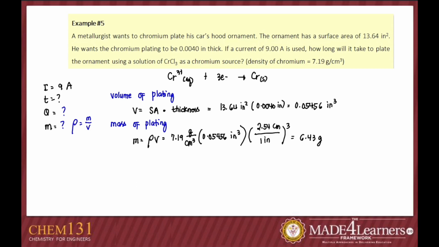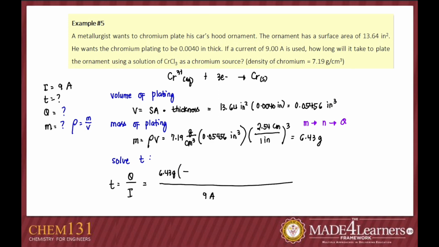So once we have the mass, we can now solve for Q and then eventually solve for T. Let's go straight to it. T is equal to Q over I. For I, we already have I, so we can directly use 9 amperes. For the mass, from mass to N, to Q. So let's go straight with dimensional analysis, starting from the mass, 6.43 grams.